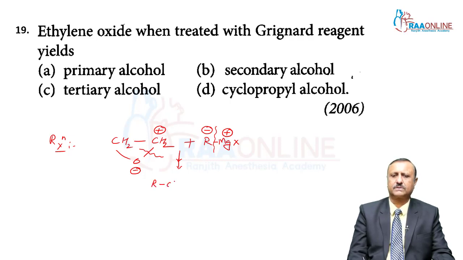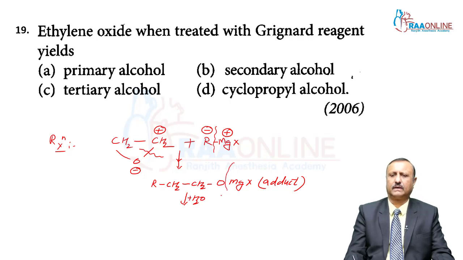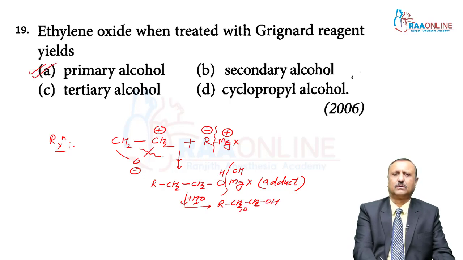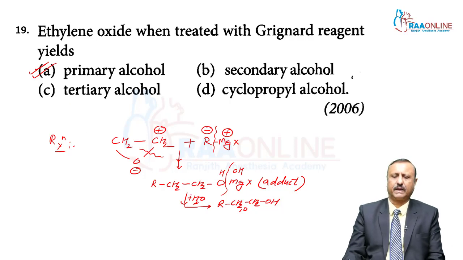So RCH2 is formed here, then CH2, and this oxygen atom is attached to MgX. This added compound is RCH2CH2OMgX. When this is hydrolyzed by water, you get the alcohol, and this alcohol is called a primary alcohol, RCH2CH2OH, a 1 degree alcohol or primary alcohol. So your answer is A, primary alcohol. Question number 19, the answer is A.